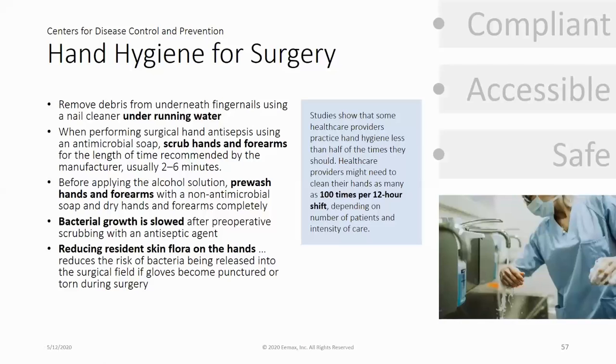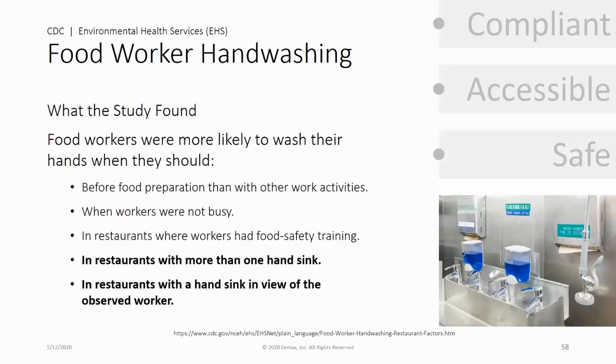CDC's hand hygiene for surgery talks about the proper way to wash your hands and forearms and how it slows the spread of growth. But a healthcare provider might need to clean their hands as many as 100 times in a 12-hour shift. We figure every patient, every activity, 2 to 4 times for every activity is what they really should be doing. So that goes to show why these proper facilities are required.